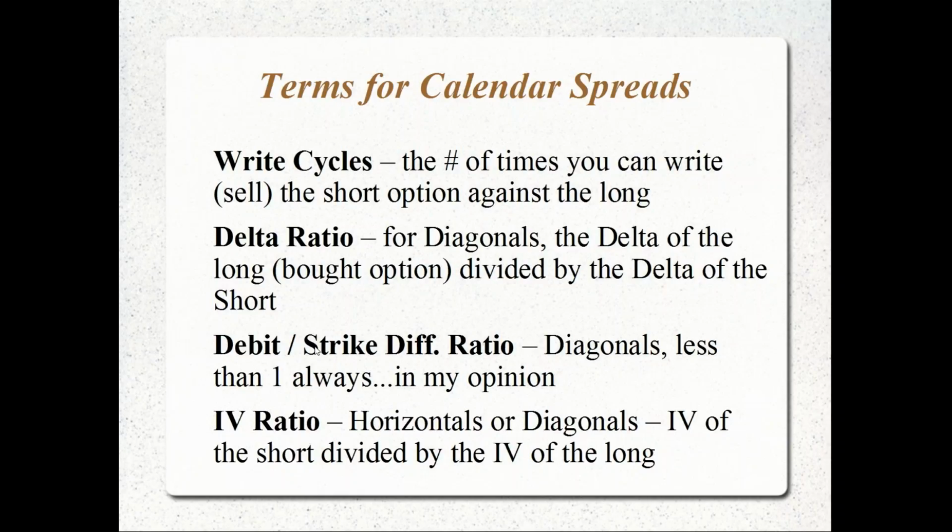delta of the short. You want to have a reasonable delta ratio so that if the stock does move up 1 or 2 points, you're gaining a larger percentage on your long option than you're losing to potentially liquidate or buy back the short option.